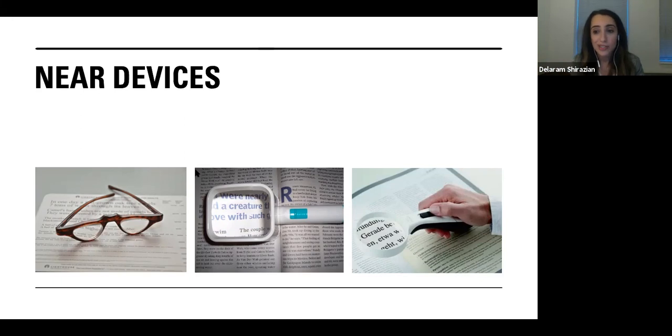The most simple near device is a high-powered reading prescription. This is really nice because it is hands-free, and glasses are something that is familiar to most of us. So it's easy as far as training and using. Usually the working distance, or the distance from which you need to hold your reading material, is much closer when we do high-powered reading glasses.